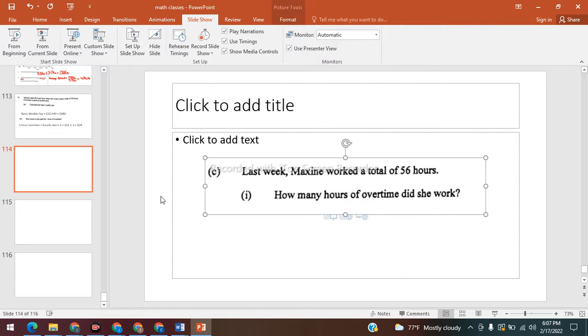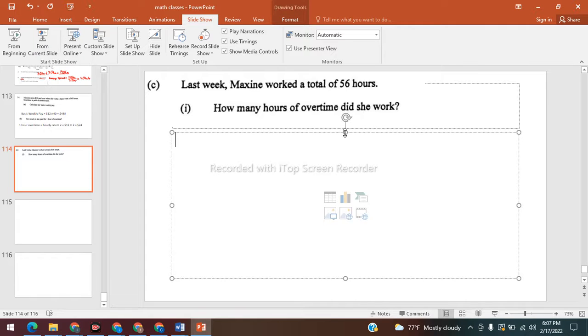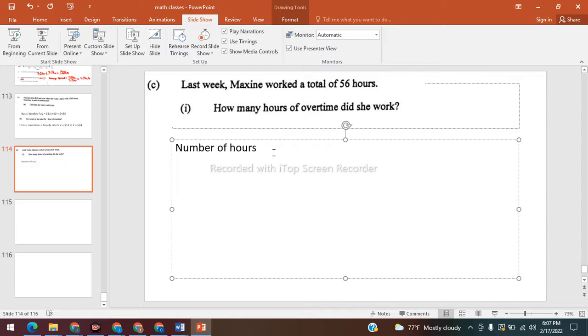Okay, anyone can walk me through that? How would we do that? What would we do? We want to know how many hours of overtime she worked. You subtract it from the regular hours she does a week, like 40, minus the amount she did this week. So what would it be? It'll be 56 minus 40.